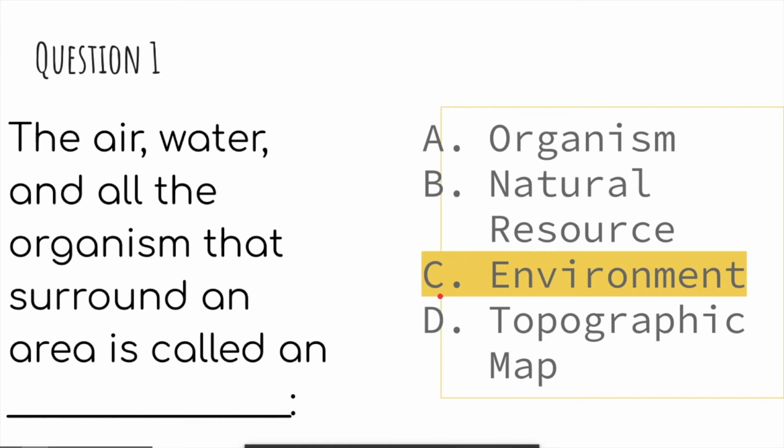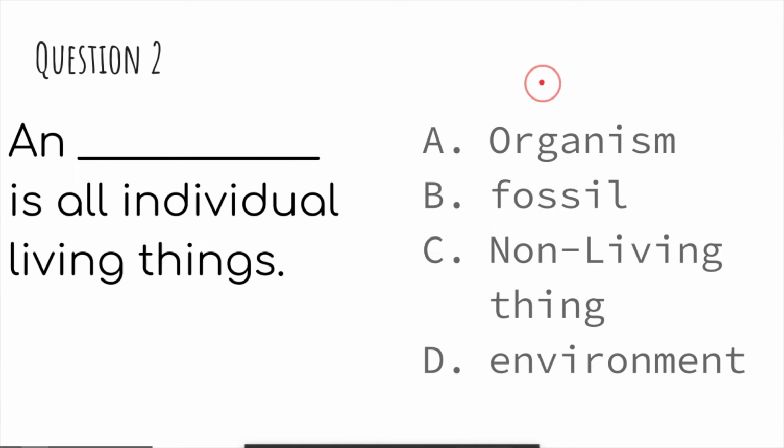If you said C, environment, that is correct. Environment is what we call the area that is surrounded with the air, water, and all the different organisms. That is an environment. Let's move on to question 2.